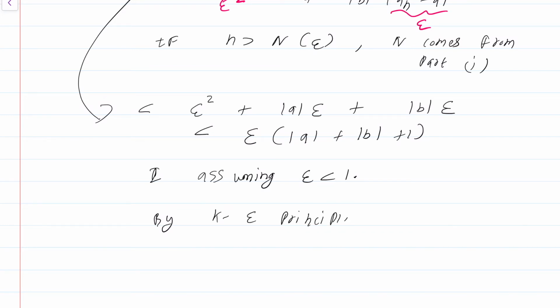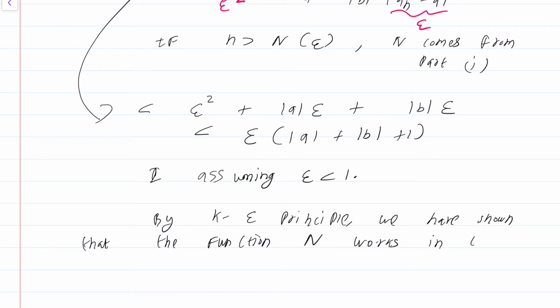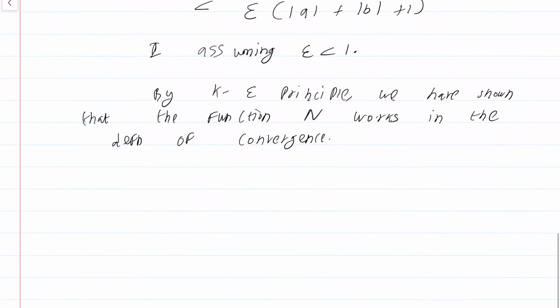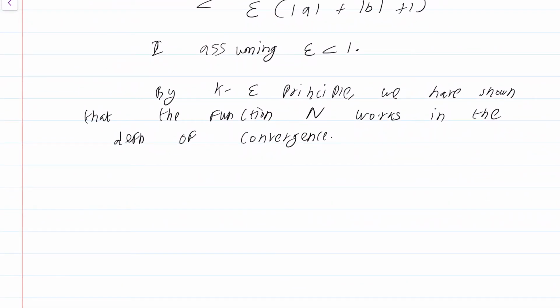we have shown that the function capital N works in the definition of convergence. Right. So this concludes the proof of the third part, and the second part follows immediately from the proof of this part, because the sequence a_n is just the constant sequence C.